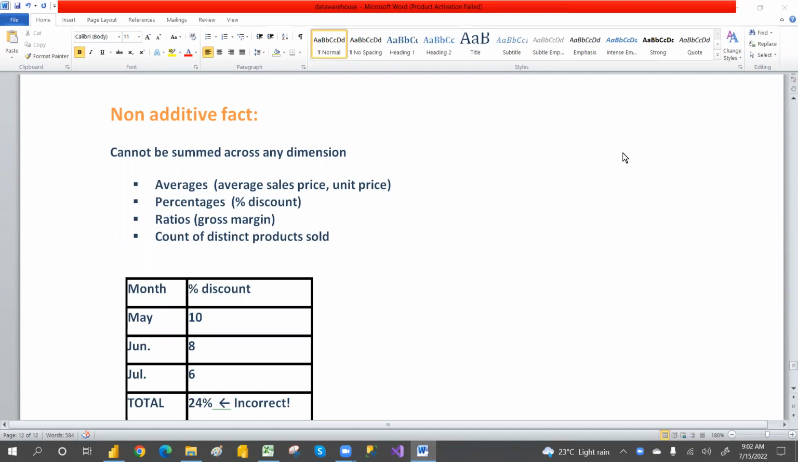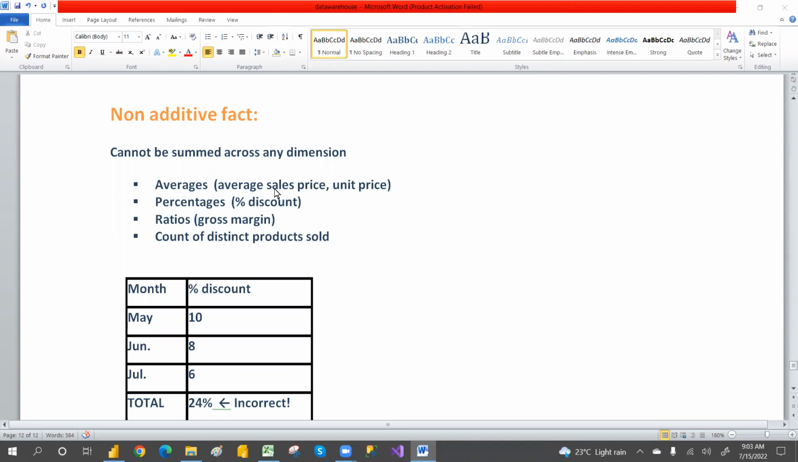This is Srinivas Pujari. In this video, which is the continuation of our data warehouse tutorial, we are going to learn about the non-additive fact table. A non-additive fact table means it's not summed across any dimensions. It cannot be summed across any dimensions.